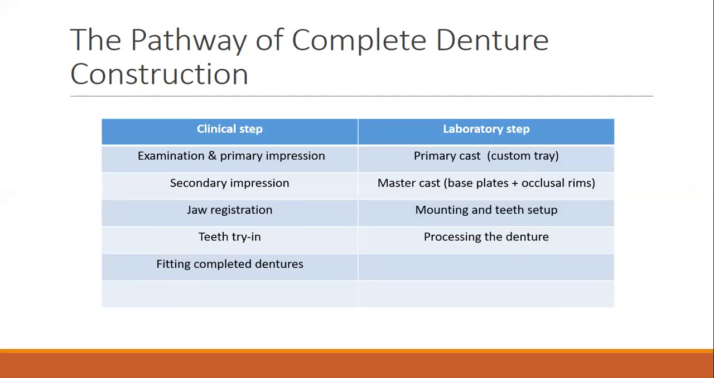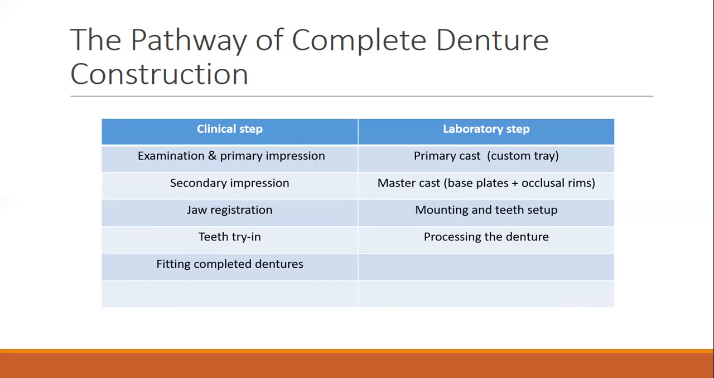The pathway of complete denture construction is divided into clinical steps and laboratory steps. In this module, you will take all the clinical and all the laboratory steps. The clinical steps start with examination and primary impression. And after primary impression, you will have the primary cast. The lab will make primary cast out of the primary impression.